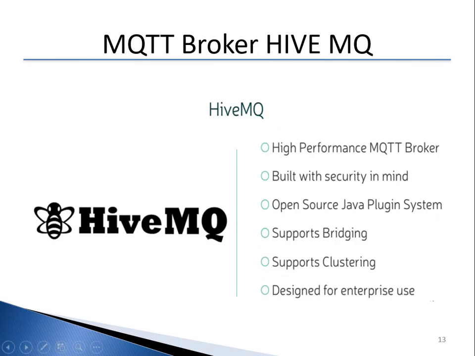Next is the HiveMQ broker. HiveMQ is a more popular broker. It is a high performance MQTT broker, so performance for Hive is higher. It comes with built-in security in mind, so security is available. An open source Java plugin system is available for Hive.